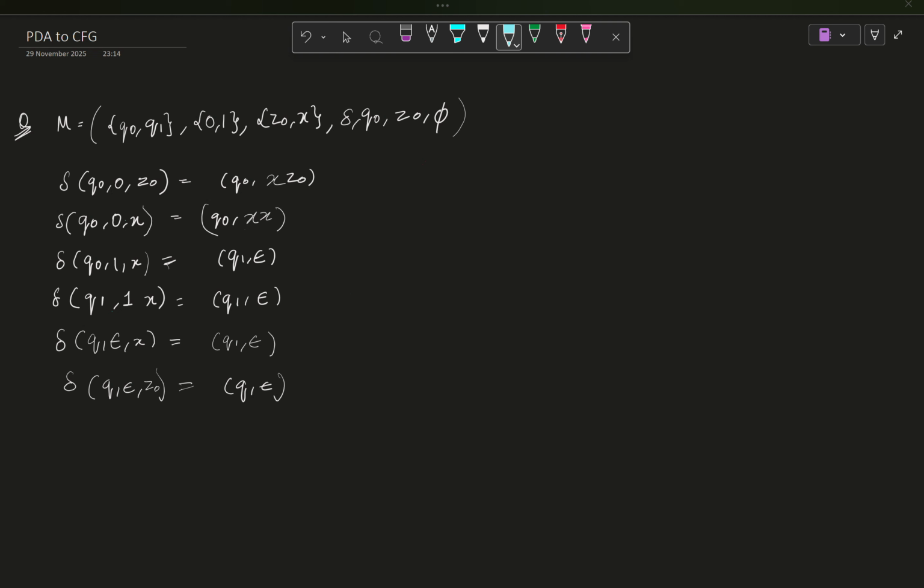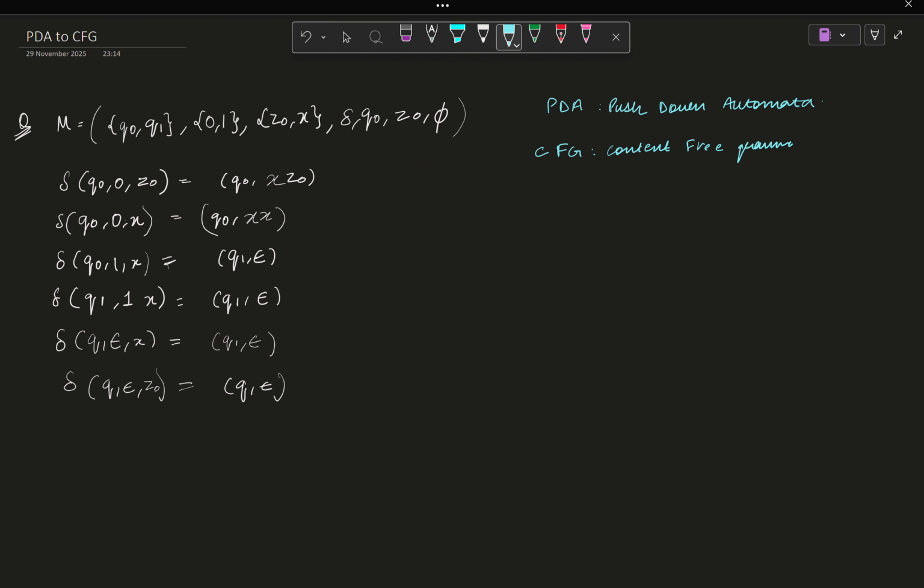Hello everyone. So today we're going to be learning how we can convert a PDA to a CFG. So as you might be aware, PDA refers to a pushdown automata and CFG refers to context free grammar.